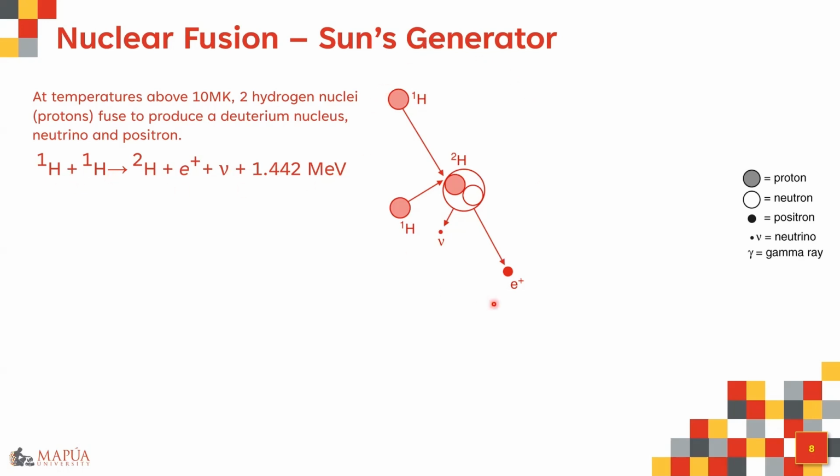By the way, this is schematic. This is for a proton, and this is for your deuterium nucleus. Deuterium is actually a hydrogen atom with an extra neutron. And it also produces a neutrino and a positron.